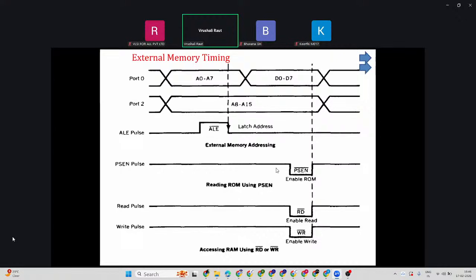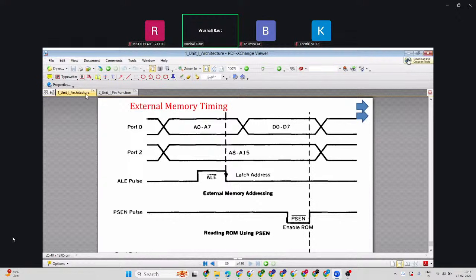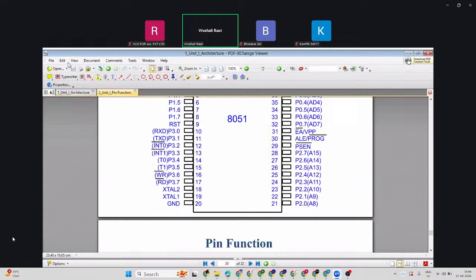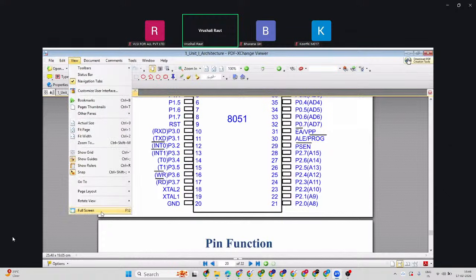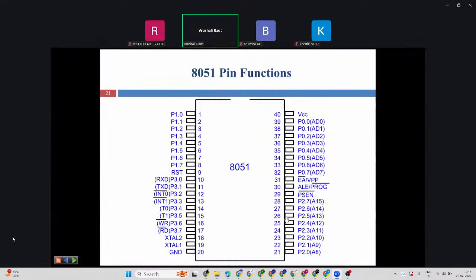Okay, so this way we have completed the architecture part. In short, we'll go through the pin part. What we are going through is the pin part.